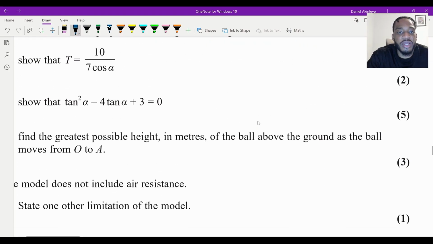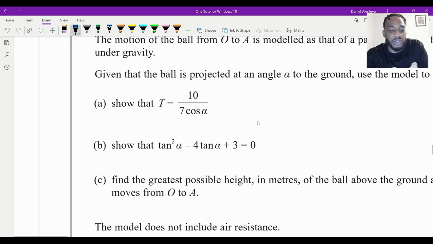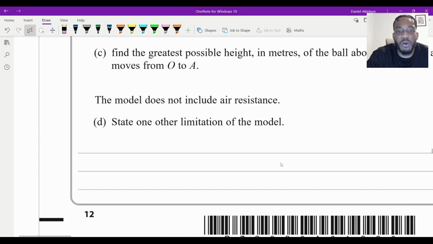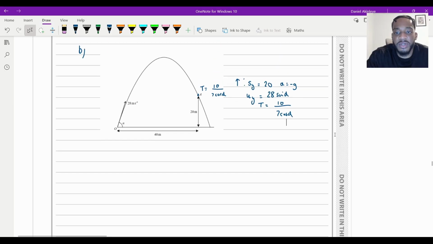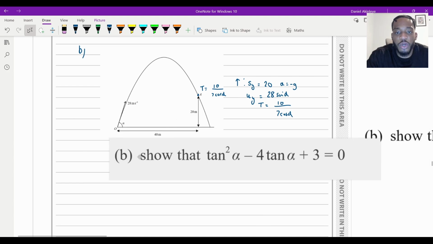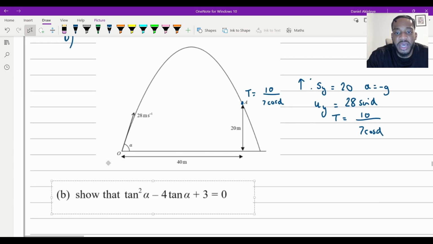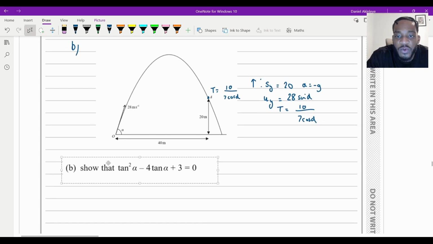Now remember, let's not lose track of what we are trying to show. We're trying to show that tan squared alpha minus 4 tan alpha plus 3 is equal to 0. I'm just going to bring this to our page so we don't need to keep going up and down again. And what you need to do, remember, we're just using SUVAT now. What formula do we know connects all of these variables together? S, A, U, and T. It's just S equals UT plus a half AT squared, isn't it?